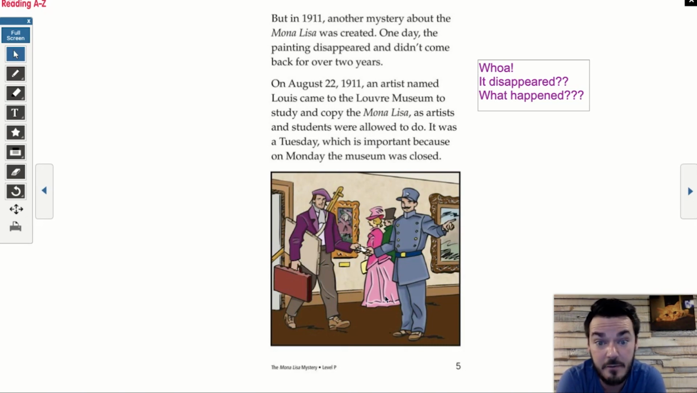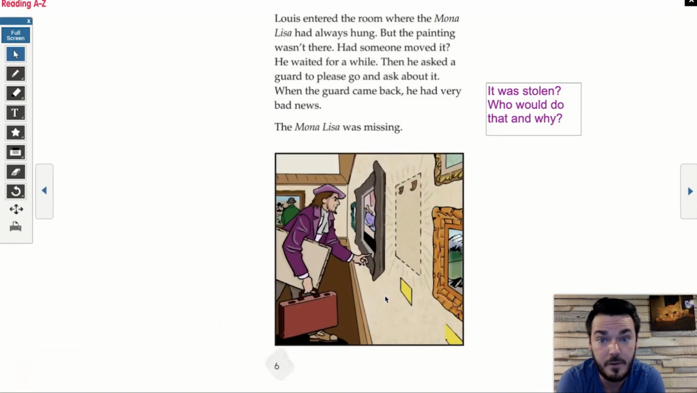It was a Tuesday, which is important because on Monday the museum was closed. Louis entered the room where the Mona Lisa always hung, but the painting wasn't there. Had someone moved it? He waited for a while. Then he asked a guard to please go and ask about it. When the guard came back, he had very bad news. The Mona Lisa was missing.